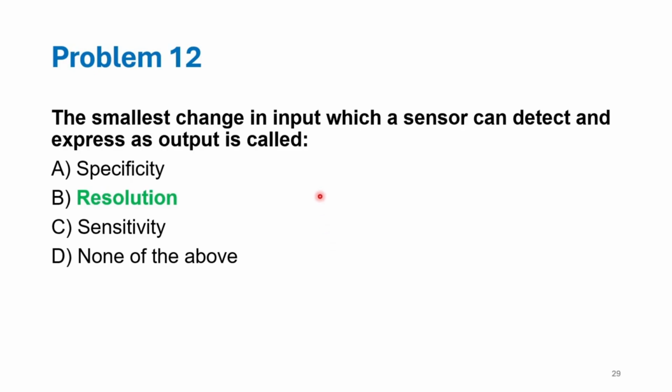If we have a sensor with some kind of digital output or analog output, and the minimum value in the output that we can measure is 1 millivolt, then whatever input signal gives us 1 millivolt will be our resolution for the sensor. So that is the resolution. Then sensitivity is the slope of output versus input.